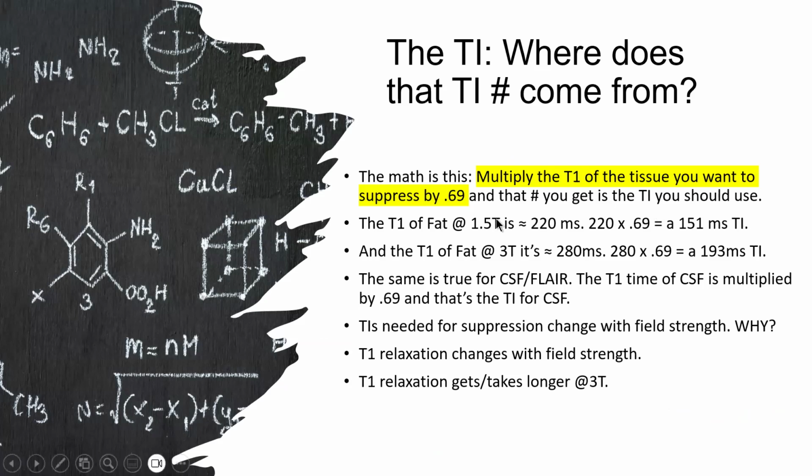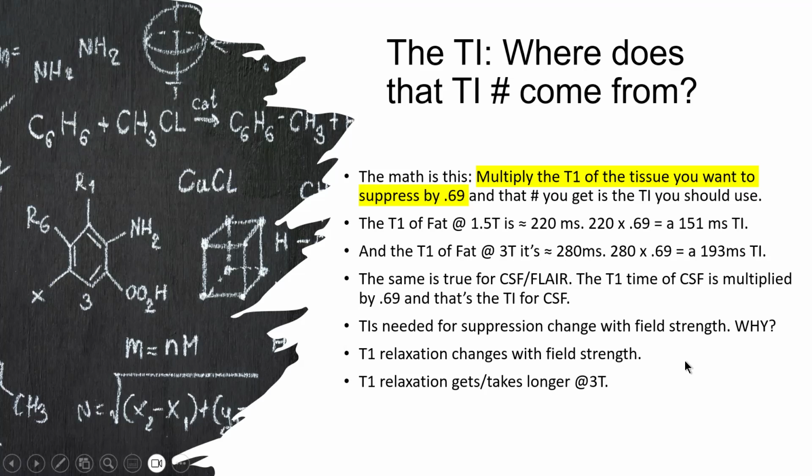Okay, so for example, the T1 of fat at 1.5 Tesla is around 220 milliseconds. You multiply that by 0.69, you come up with 151. So at 1.5 Tesla, you're probably using around 150 TI, and that's going to suppress fat. Same thing at 3T. You multiply the T1 of fat, which is now raised up to like 280 or so, by 0.69. You're probably using a TI in the 190 to 200 millisecond range to suppress fat at 3T.